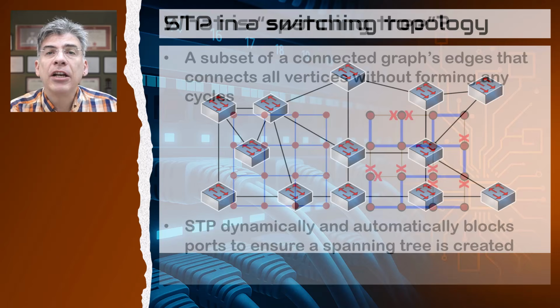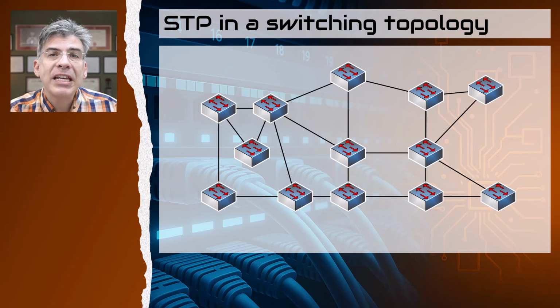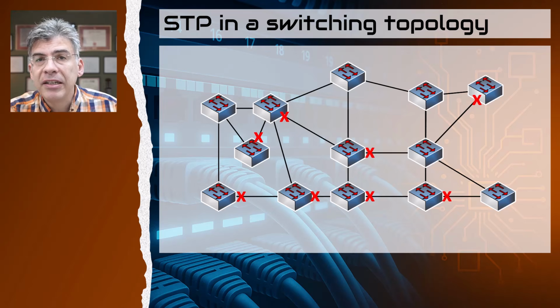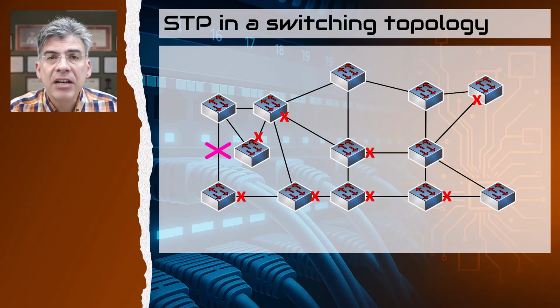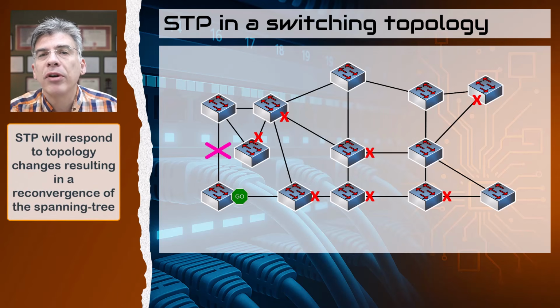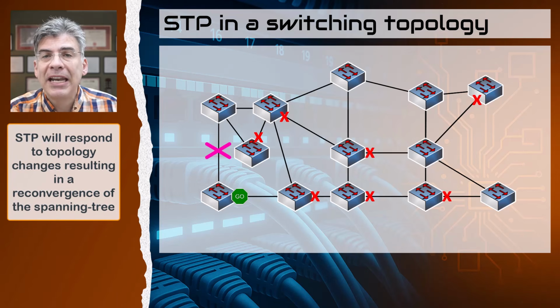Now, the benefit here for a topology like this one is that we can achieve a spanning tree by blocking these ports here. The result is a logical spanning tree. Now, this doesn't mean that these blocked links are useless, because if this link fails here, the switches will communicate with each other using the STP protocol, and it will result in this port transitioning to the forwarding state, so that communication will be restored. That process is called reconvergence of the spanning tree.